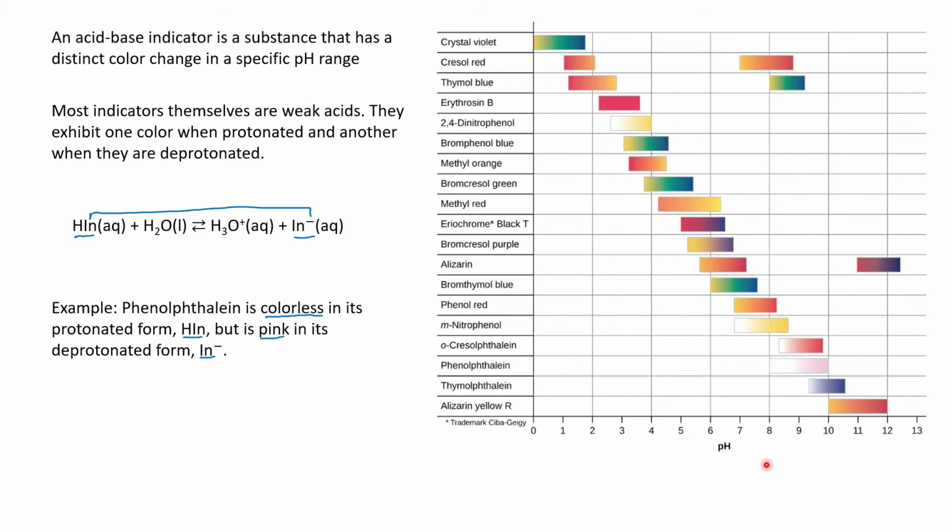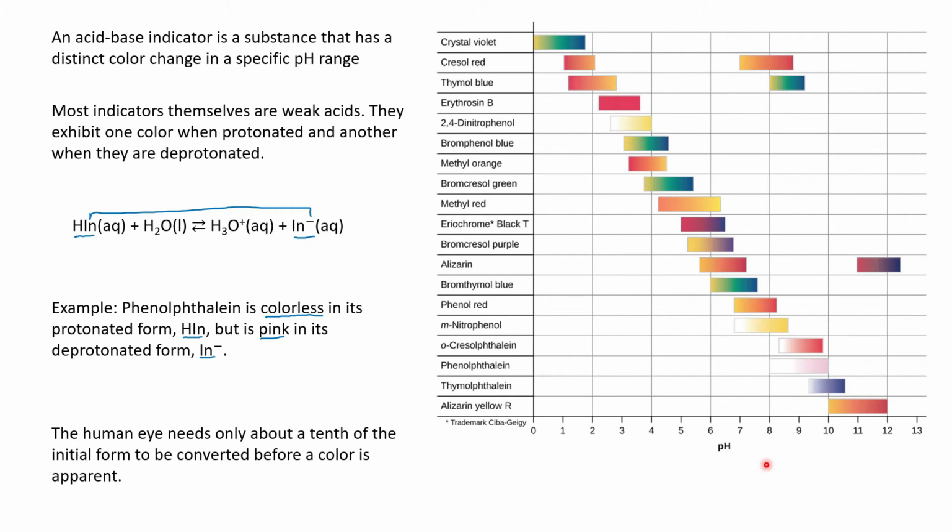Now, the nice thing about indicators, because they're changing colors, the human eye only needs about 1/10 of the initial form to be converted before we will see that color change. This is why when you're doing a titration and you're adding phenolphthalein, you need to only add like a drop or two of phenolphthalein for that color change to become apparent. We just need a tiny amount.